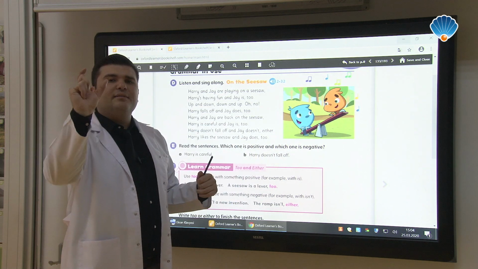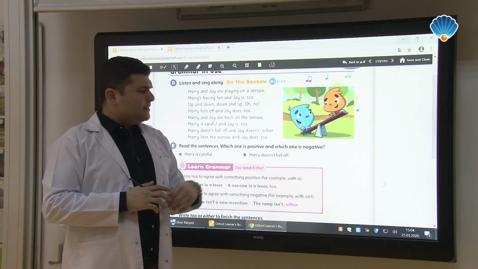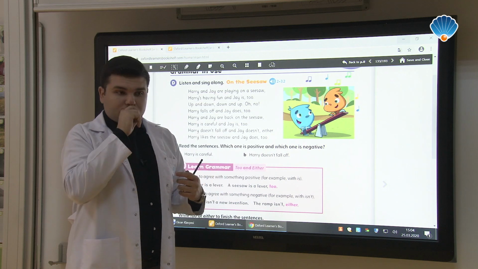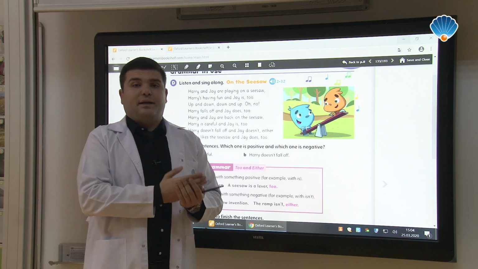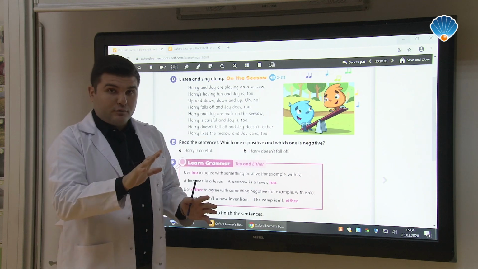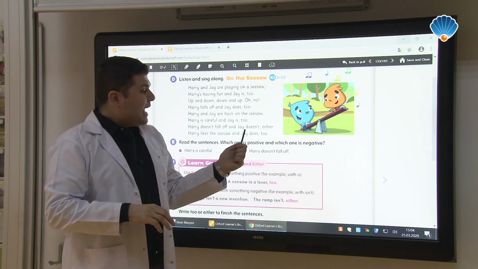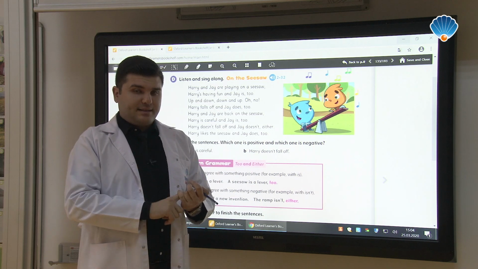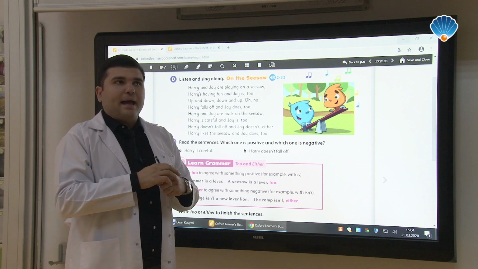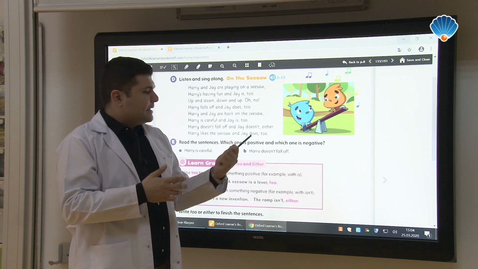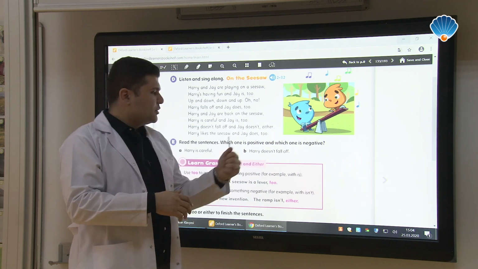We have a different point here: either. We are using either for the negative meaning, okay? So we learned that Harry doesn't fall off, okay? It's the negative meaning, and Jay doesn't either. So the sentence is negative, the meaning is negative, but the way we use it is the same. Again, we can understand that the same thing is happening to Jay.